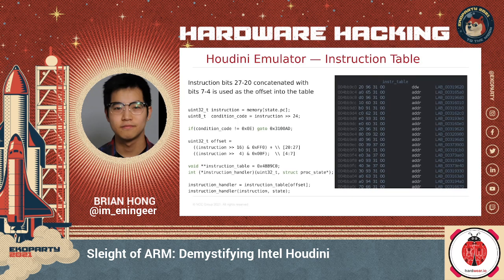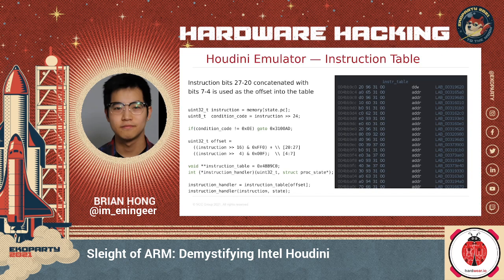So that code from before reads the next instruction. It gets the current program counter from the processor state data structure, which we'll discuss later, and loads the next instruction into this variable. The condition code, which I think in ARM is the 8 most significant bits of the instruction, is checked to see whether the instruction should be executed or not.